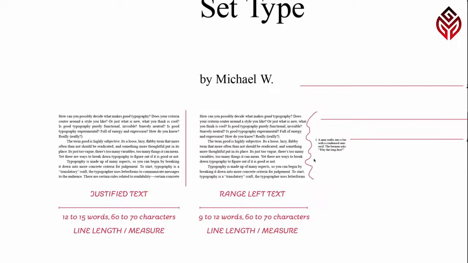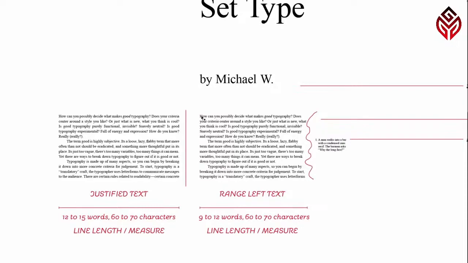And when the text is justified, you can see that it's even on both sides, both the left and the right, and this tends to form more of a square, solid shape, whereas range left tends to look a little more friendly, I think, and is a little bit easier to read. If you're setting range left text, you probably want to have 9 to 12 words in your line length, and this area across here, this is the line length, which is also known as the measure. And that's about 60 to 70 characters, which is a comfortable amount to read for anybody.